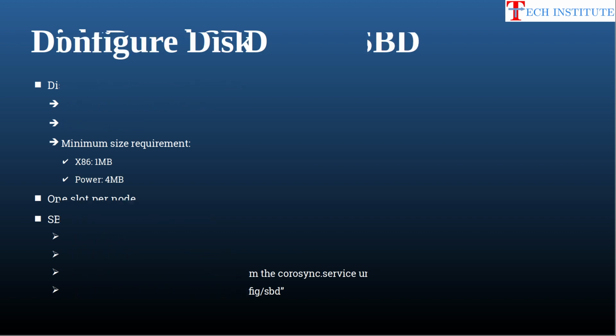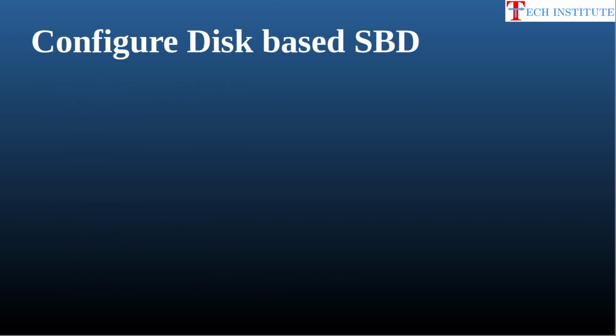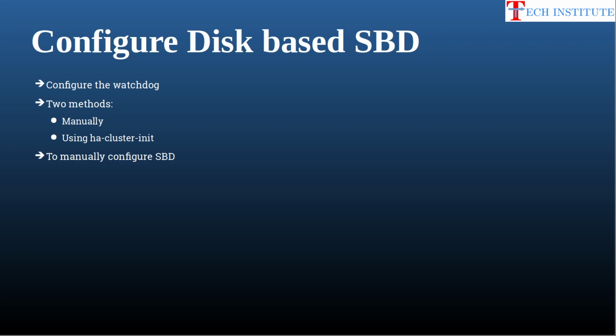Now how can you configure this disk based SBD? First thing you have to configure is the watchdog, which will be watching the cluster health, node health actually. And then there are two methods to configure. One is manually, where you manually create the SBD and attach it to the cluster, and the other is using ha-cluster-init, where during the initial bootstrapping of your cluster, you can specify the SBD device. So these are the two methods. We'll discuss more about the manual method.